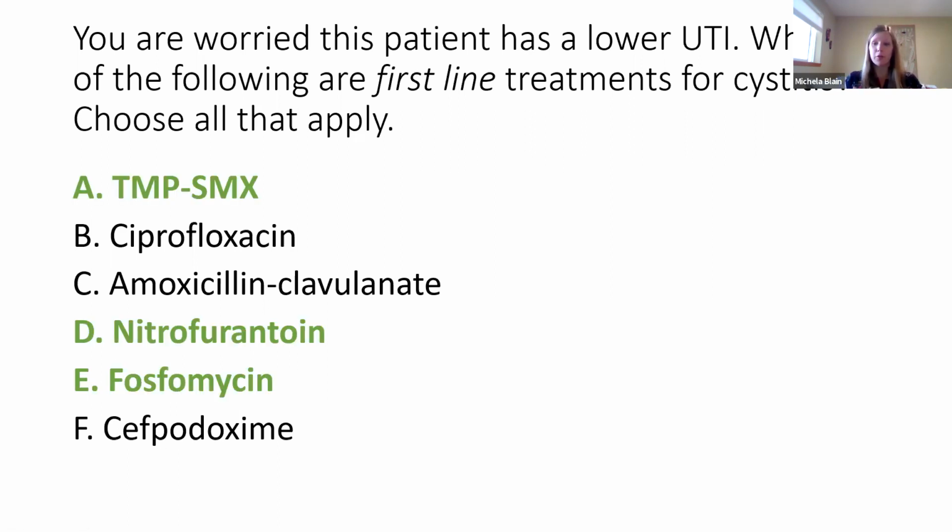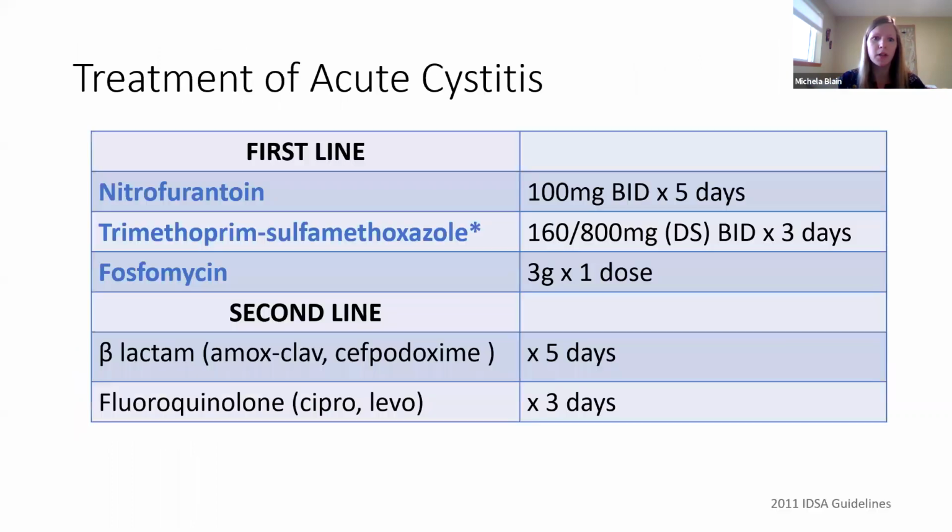So here are your 3 first line treatments. We've got trimethoprim-sulfamethoxazole, or Trimsulfa, which brand name is Bactrim, nitrofurantoin, brand name is Macrobid, and fosfomycin. I bring up the brand names because you're going to hear them a lot, and patients may come to you and speak to you in those terms, but we'll try to use the generic names as we can. These are the IDSA guidelines for treatment of acute cystitis, and I'm going to highlight a few things on here.